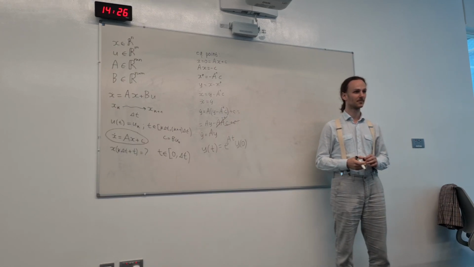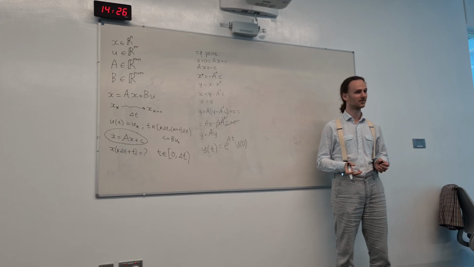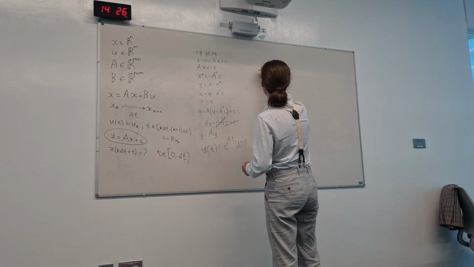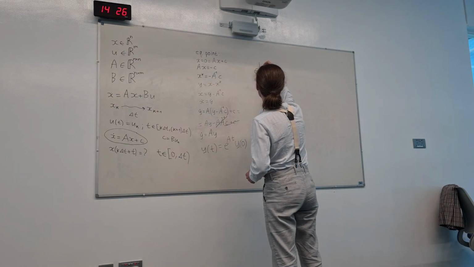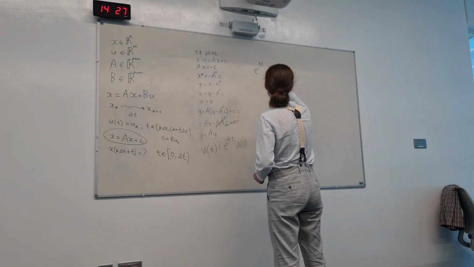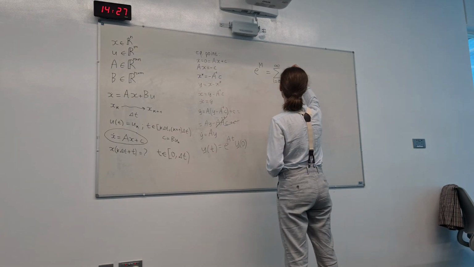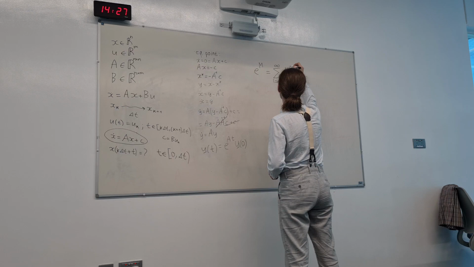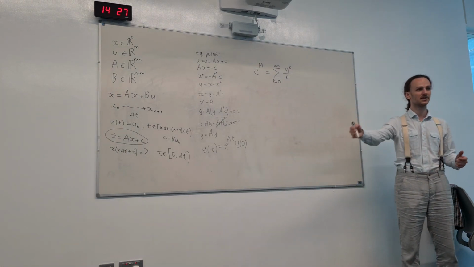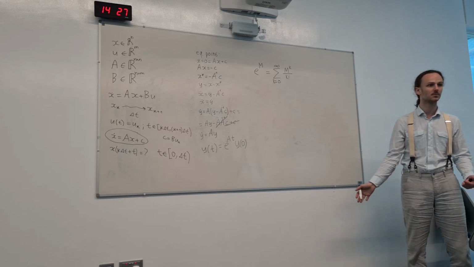E to the power of a matrix. Okay, let me define that. So, e to the power of a matrix is a series that is defined in the following way. Let me call this K. So yes, it's a series like this, and it's a generalization of the same thing going on in one dimension.